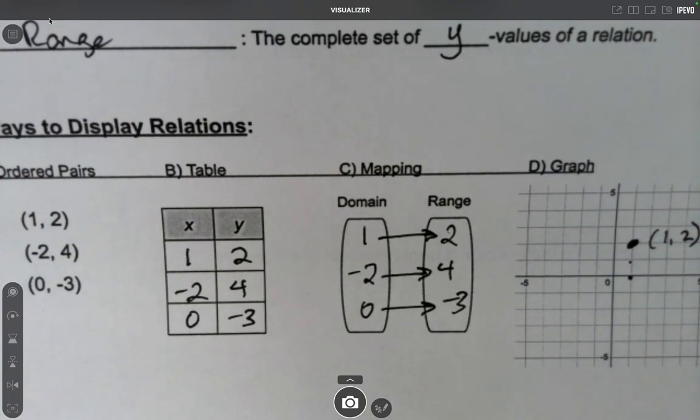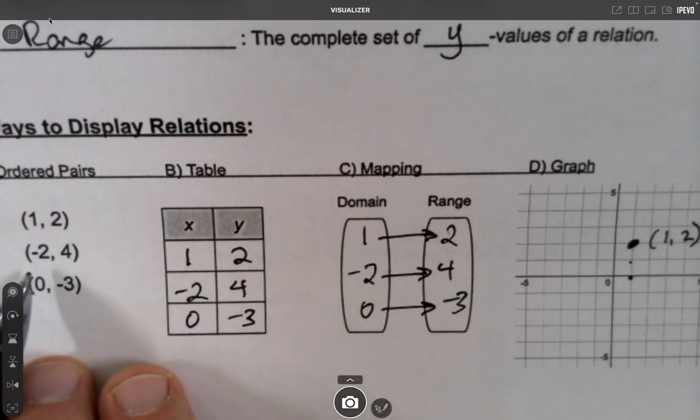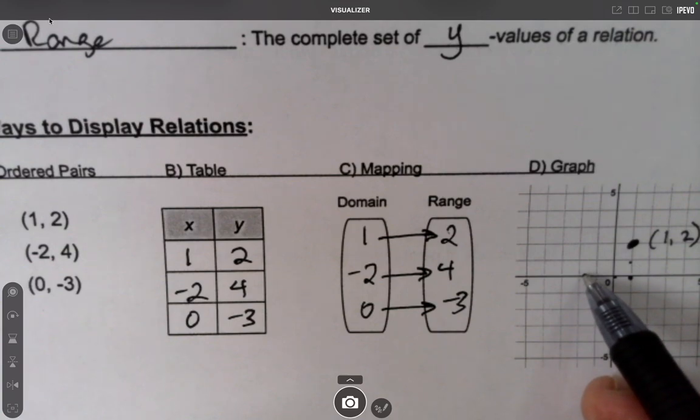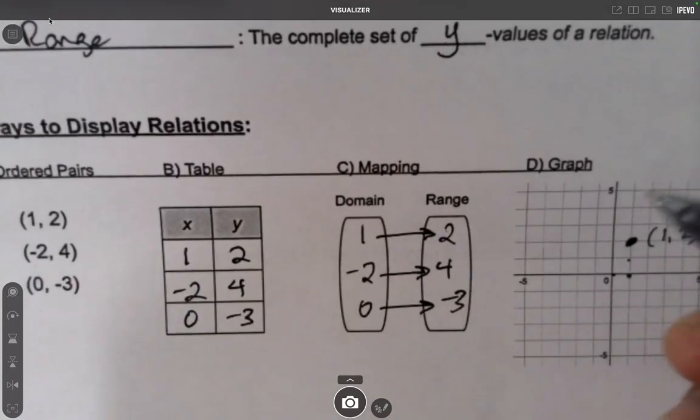And you don't always have to label the points, but since this is the notes, we're going to label them just to show what we're doing and how it relates to these others. But 1, 2 means go to the right 1, go up 2. Negative 2, 4. So since it's a negative, we still start at the origin, but we go left 1, 2. We go up 1, 2, 3, 4.